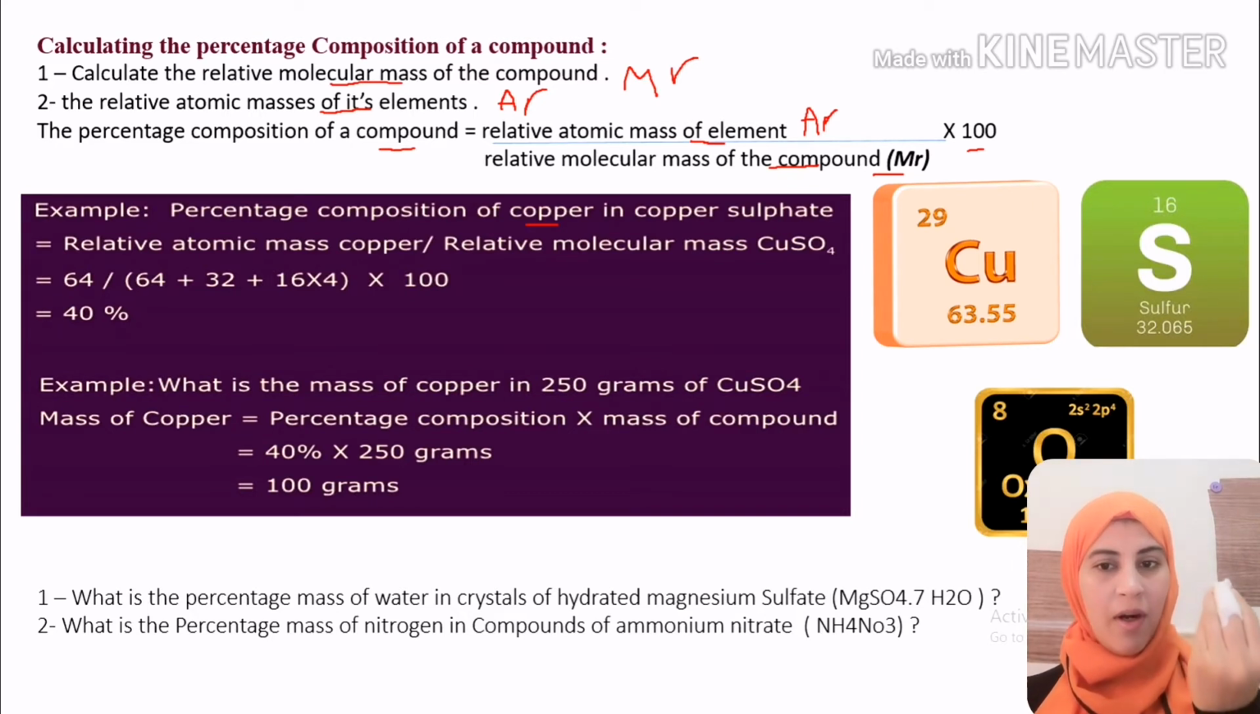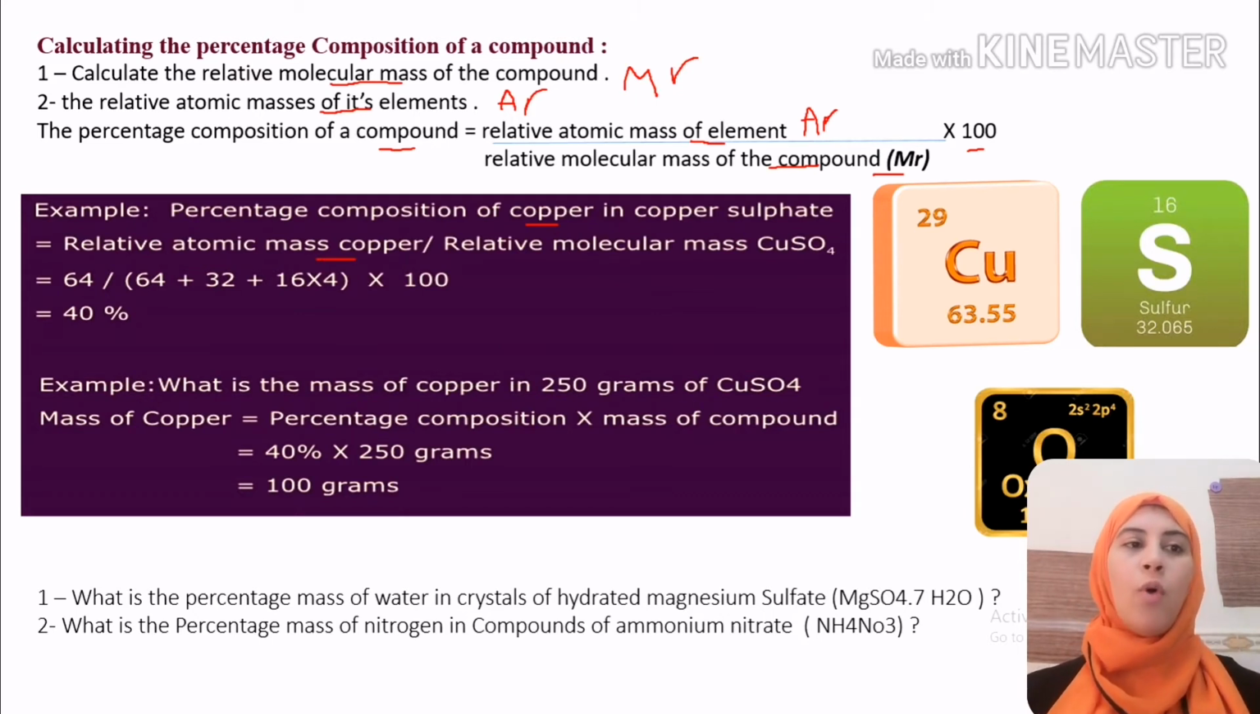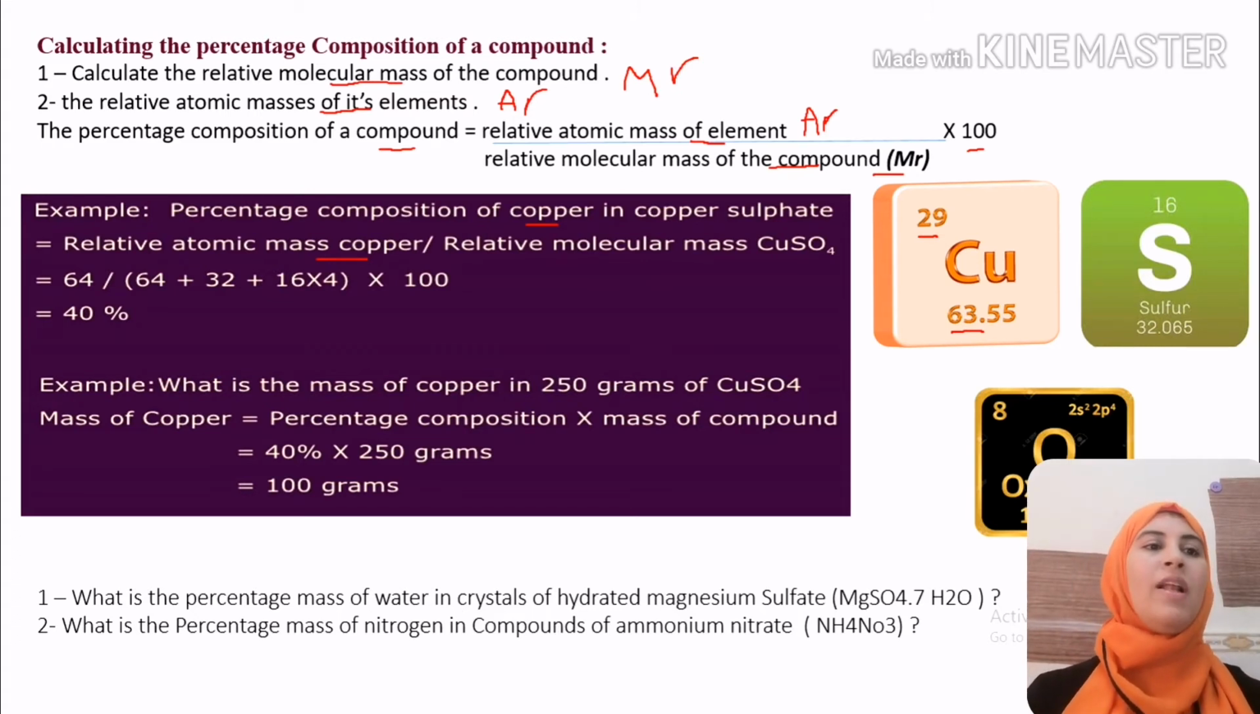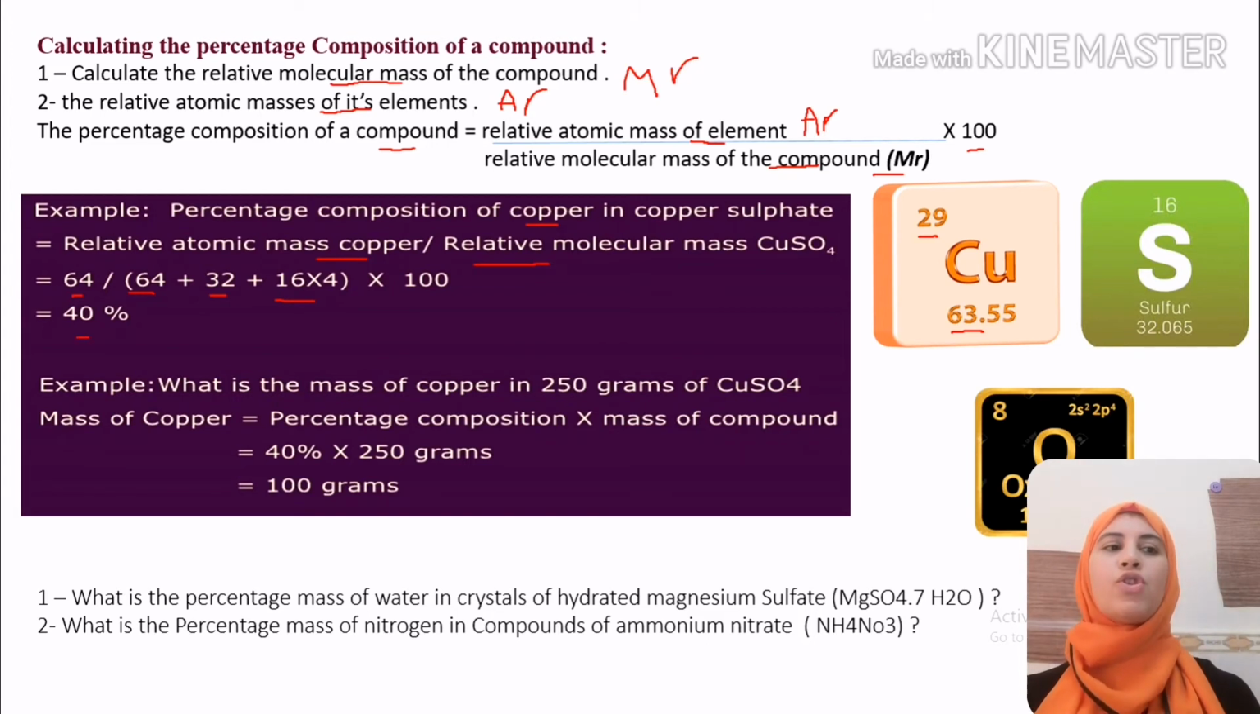We want to calculate copper in copper sulfate. So, the relative atomic mass of copper, Cu, is 63.5. Approximately, we can say it is 64. So, the relative atomic mass of copper is 64, divided by the relative molecular mass of copper sulfate, 64 plus 1 sulfur atom, 32, plus 16 times 4. Total times 100. So we will find it is 40%.